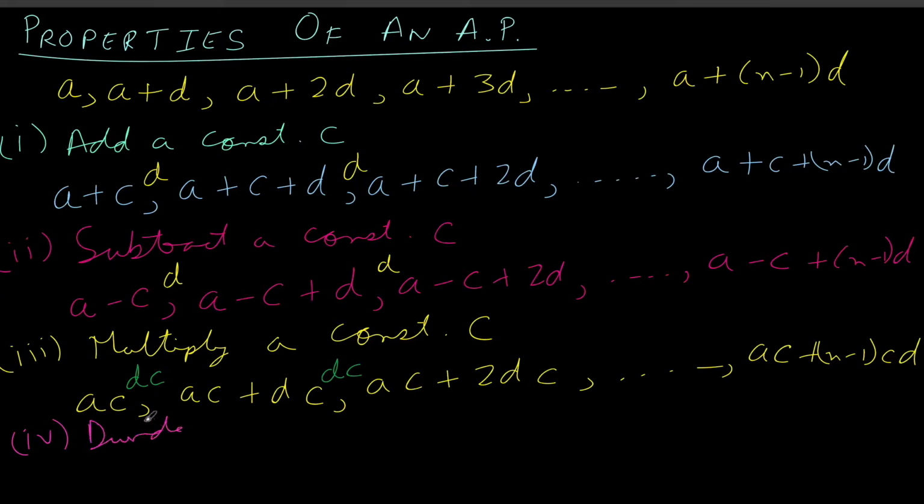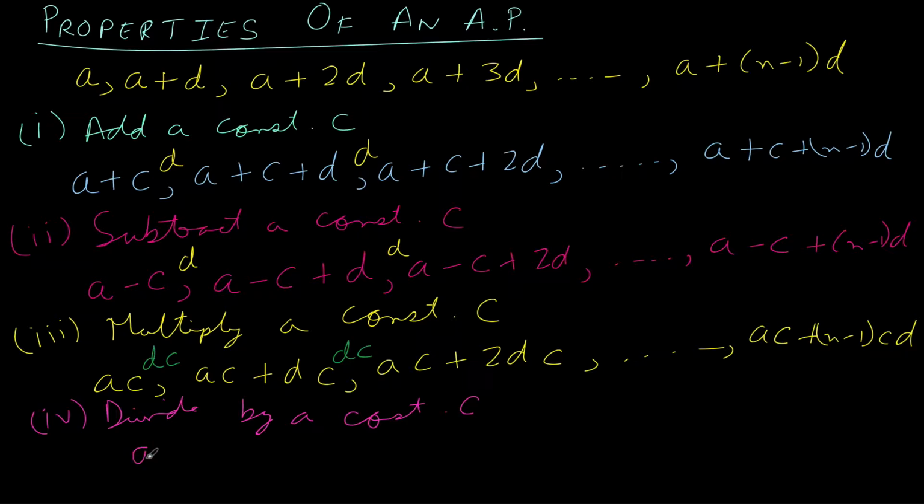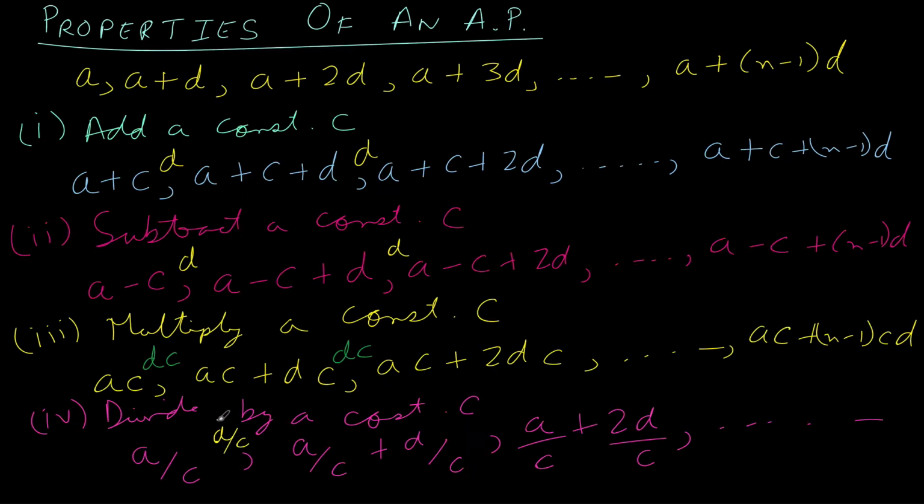For the last case, let's say we divide by a constant C. So what happens when we divide? We get A by C. Again here we have A by C plus D by C, then we have A by C plus 2D by C, and so on. If you subtract these two terms, you get a difference of D by C. So the arithmetic progression still remains an arithmetic progression, but the first term gets divided by C and the common difference also gets divided by C.